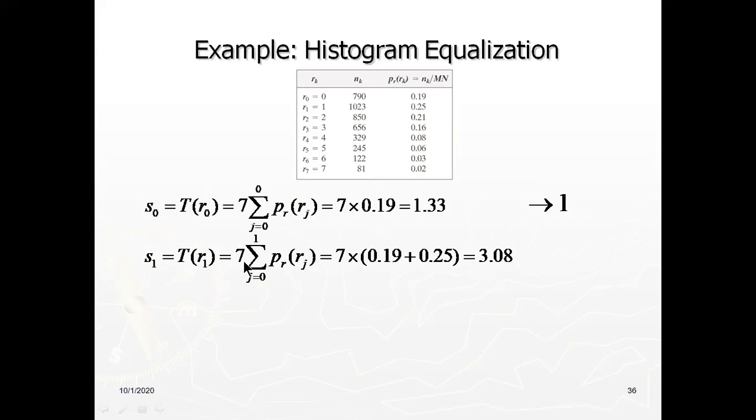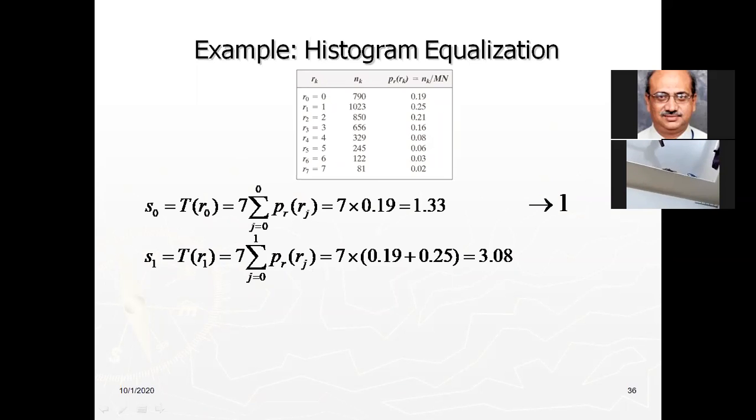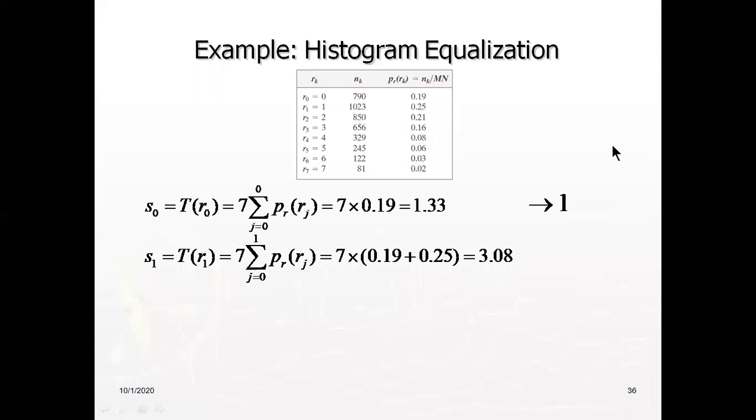Next, we go for S1 equal to 7 into sigma j equal to 0 to 1 PR(RJ). So j equal to 0 to 0 will give us P(R0), whereas here it is 0 to 1, so that means both these two added together. So 7 into (0.19 plus 0.25) equals 3.08, and this is to be rounded off to the nearest value, which is 3.